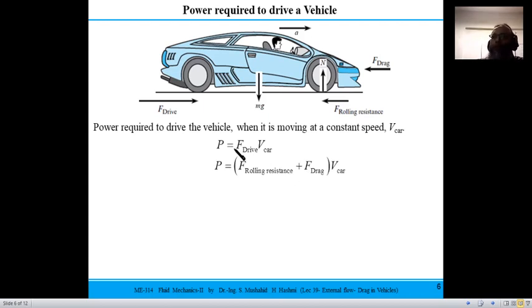As we know, the driving force is a sum. When the vehicle is moving at a constant speed, the driving force would be the sum of the rolling resistance plus the drag force. If you multiply that by the speed, we'll be able to calculate the power. If the unit of speed is meters per second and the unit of force is Newton, then newtons times meter would be joules, and joules per second would be watts. So that would be the unit of power, in watts.